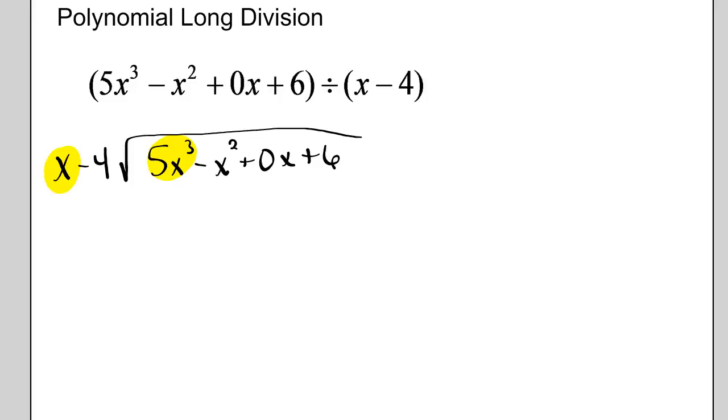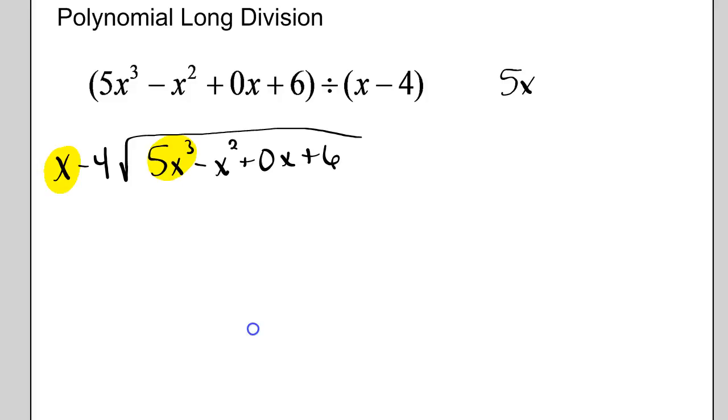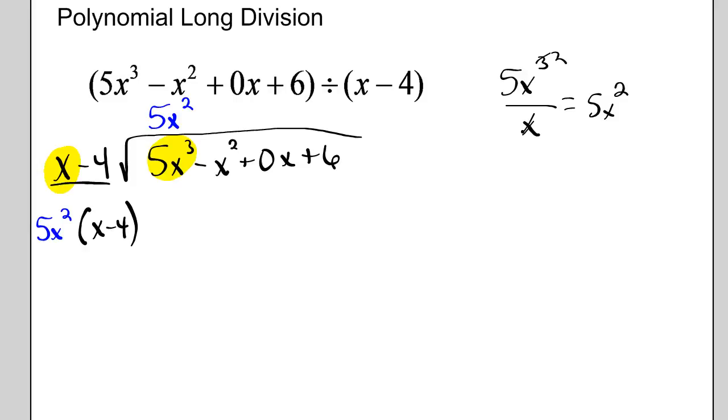The first thing that we do is we look at this number and this number. Off to the side, what is 5x cubed divided by x? Well, that becomes 5x squared. So this 5x squared is what I write right up here, and I write it off to the side. Then I write down this whole term, x minus 4. That's my divisor. Now I'm going to distribute and write the product underneath the matching terms. So I get 5x cubed minus 20x squared.